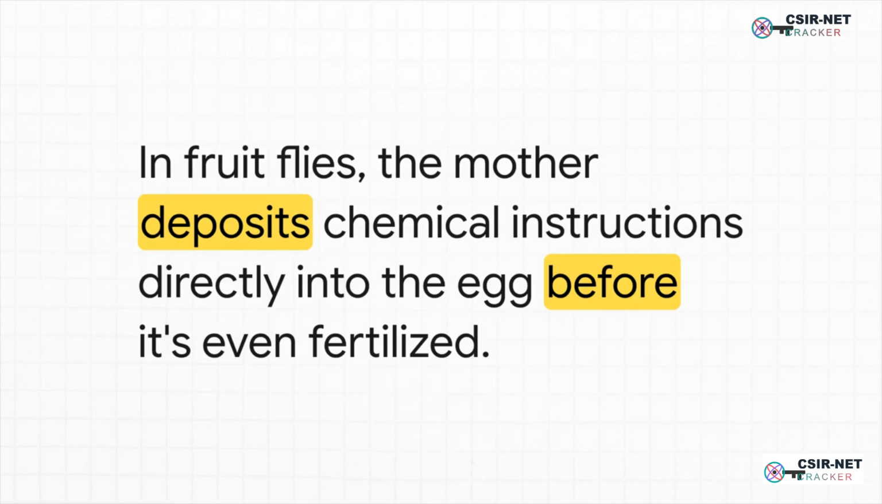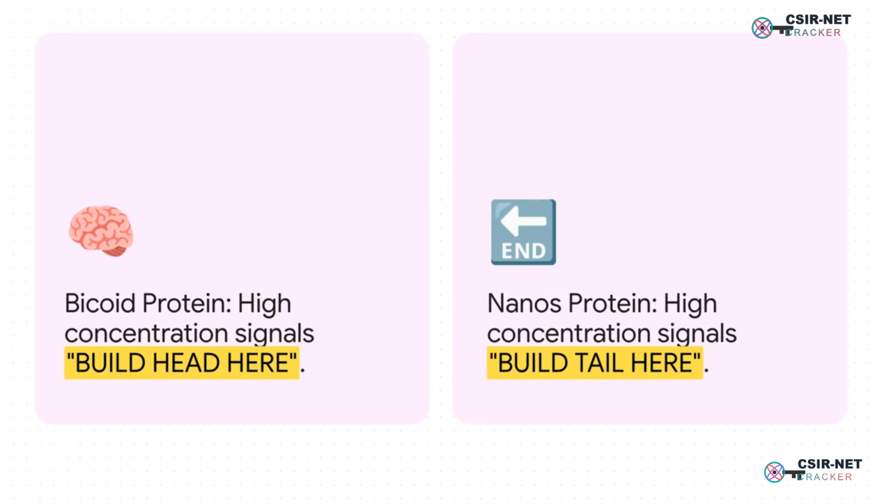So, how in the world does this even happen? Well, let's take a look at the humble fruit fly. In this case, the mother basically preloads the blueprint into the egg. Before it's even fertilized, she packs it full of these chemical instructions, these little messenger molecules that are going to guide all the first big decisions. And the way it works is beautiful.